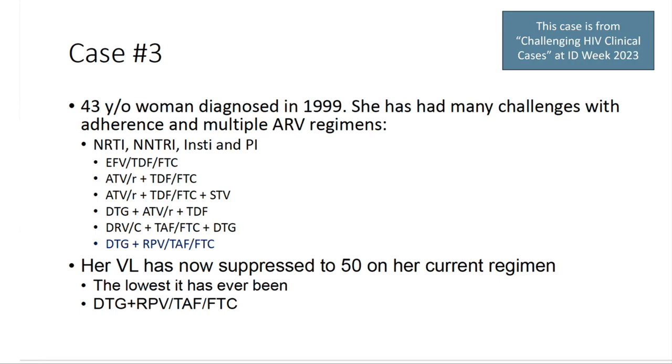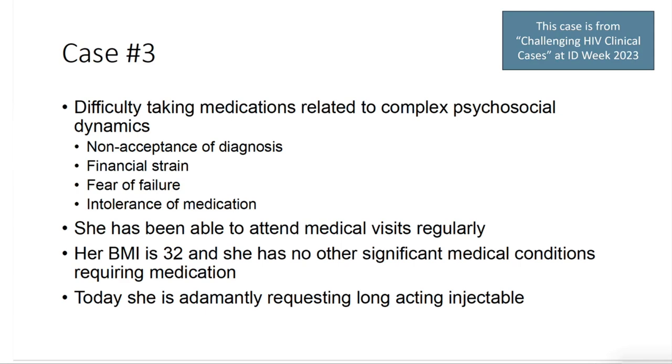She was diagnosed long ago. She's not been very adherent over the years, and she's had many regimens. She's been on basically all of our standard classes in different ways. We don't know which of those regimens she's failed or which one she just stopped taking, or the reasons for all the switches. But she's currently on a regimen where her viral load is 50, which is the best she's ever been. She's on dolutegravir, rilpivirine, TAF, FTC. There's a lot of reasons she cannot adhere well to medications, but she has been able to attend her visits regularly. Her BMI is 32. She doesn't have any other medical conditions.